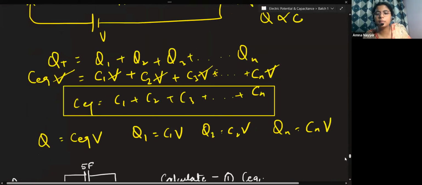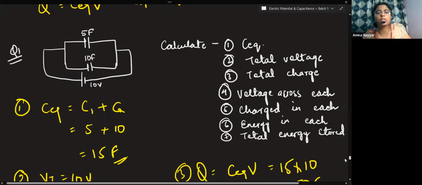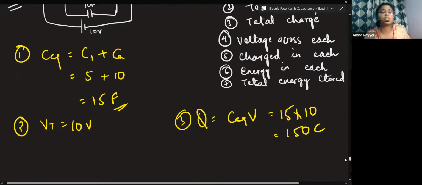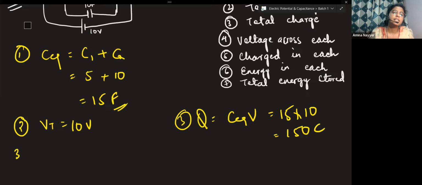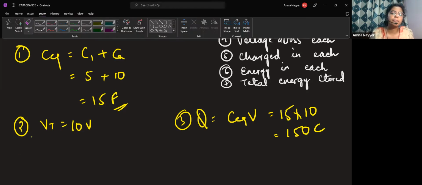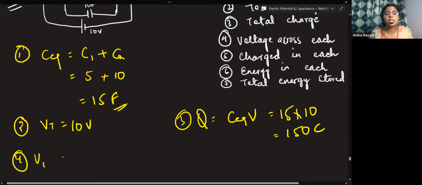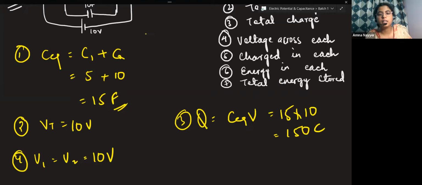What were the other parts? Voltage across each. Voltage across each is also the same. Voltage in case of parallel combination is the same. So V1 is equal to V2 is equal to 10 volt. That will be the same. Potential is the same in case of parallel combination.